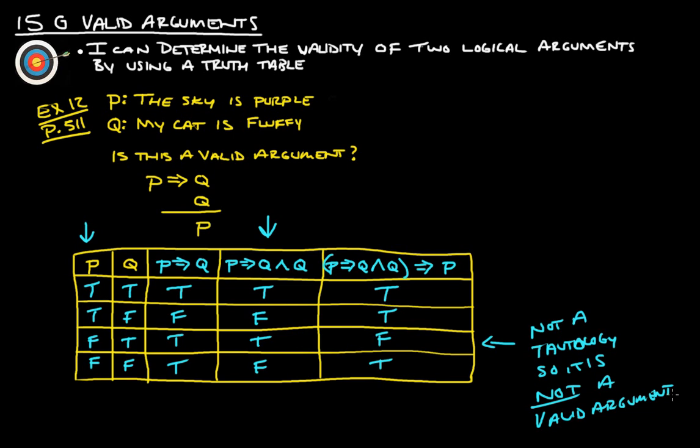All right, so you should now be able to say that I can determine the validity of two logical arguments by using a truth table.